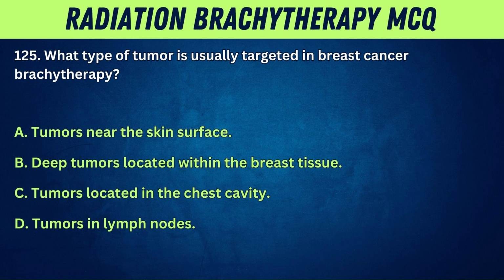125. What type of tumor is usually targeted in breast cancer brachytherapy? A. Tumors near the skin surface. B. Deep tumors located within the breast tissue. C. Tumors located in the chest cavity. D. Tumors in lymph nodes.